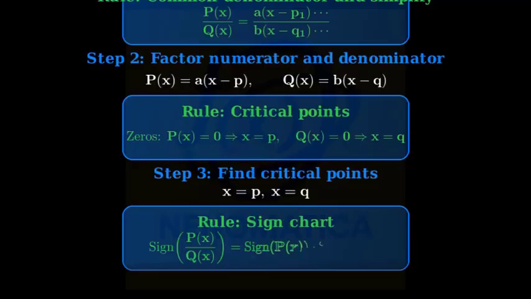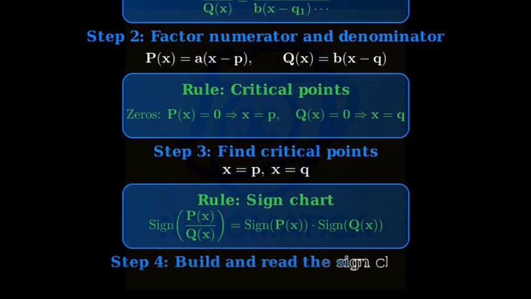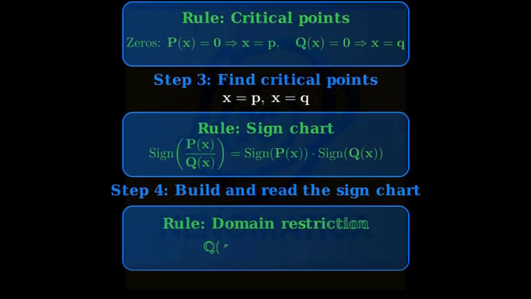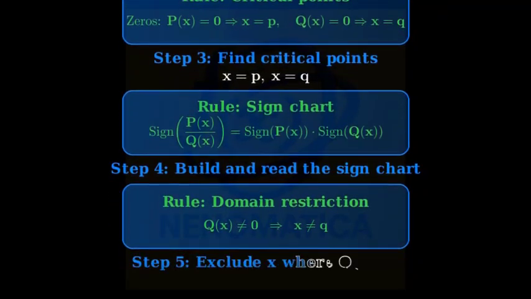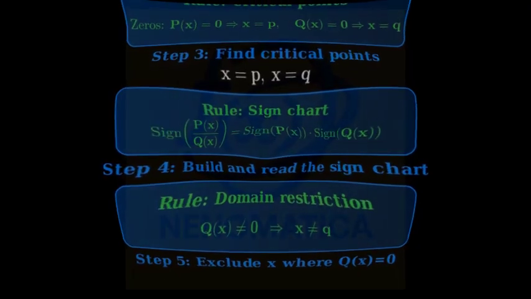Step 4. Make a sign chart. On each interval, choose a test point and determine the sign of the fraction. Then select intervals that satisfy the inequality symbol. Step 5. Remember the domain restriction. Values that make the denominator 0 are never included. Now, let's apply the method to a concrete inequality.